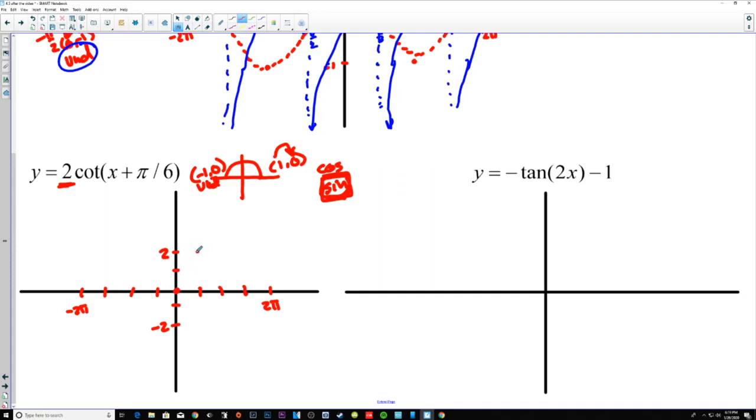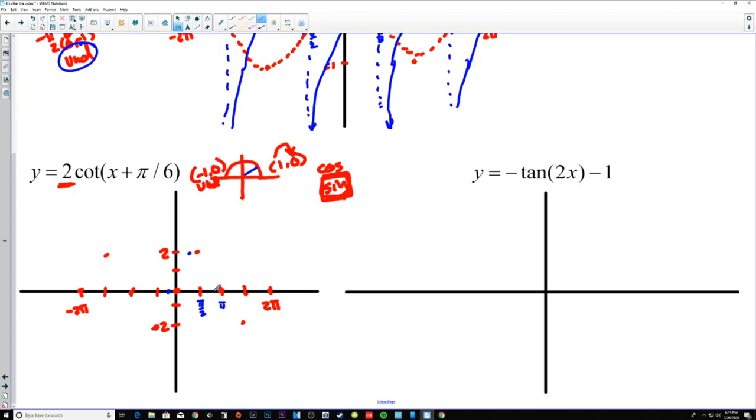So 0, 2, 0, negative 2, 0. And then negative 2, 0, 2, 0. Well, now let's figure out how far we have to go to push this pi over 6. This is pi over 2. So pi over 6 would be right there. So if we're going to go left pi over 6, it's not very far. So how about right there?